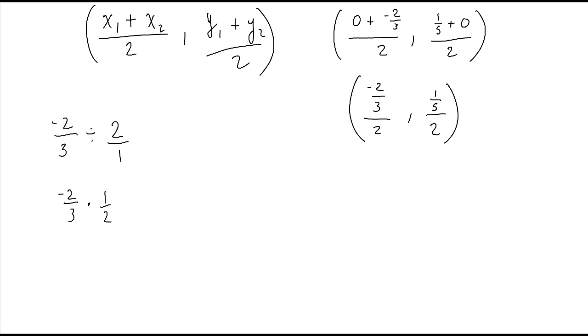So negative 2 times 1 on top is negative 2. 3 times 2 on the bottom is 6. I can reduce that to negative 1/3. Okay, that would be the x value.